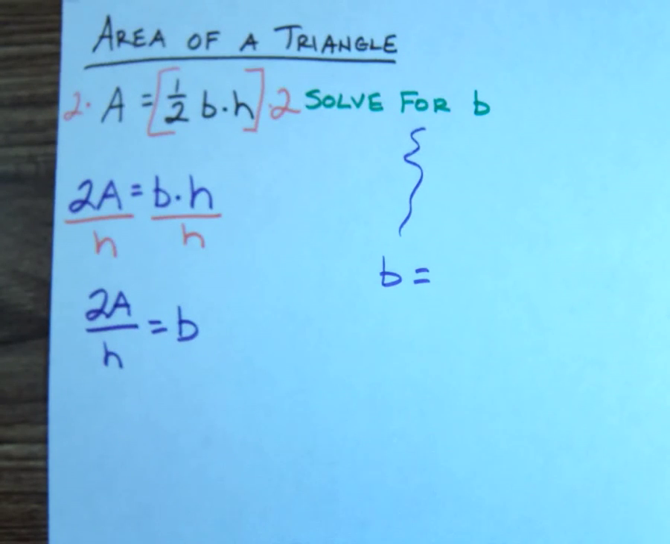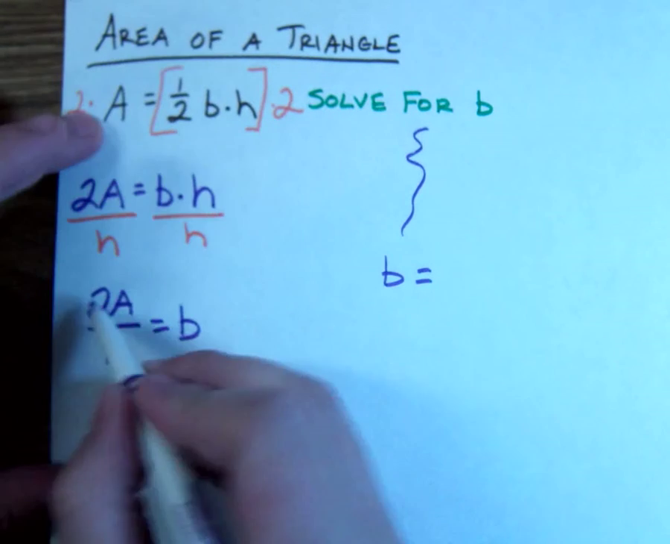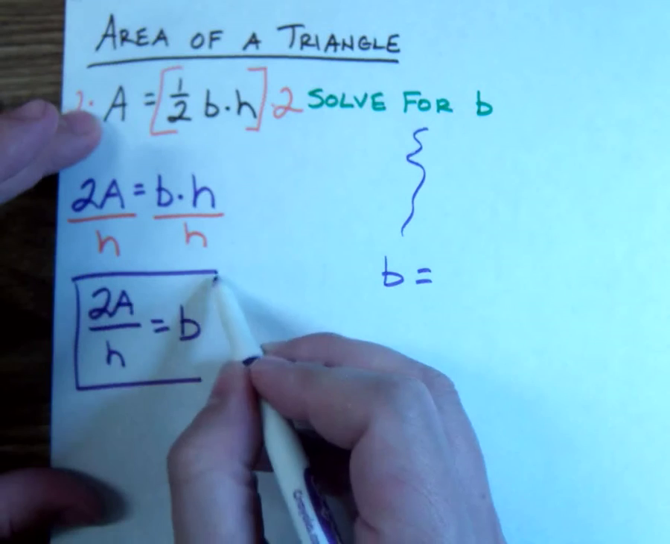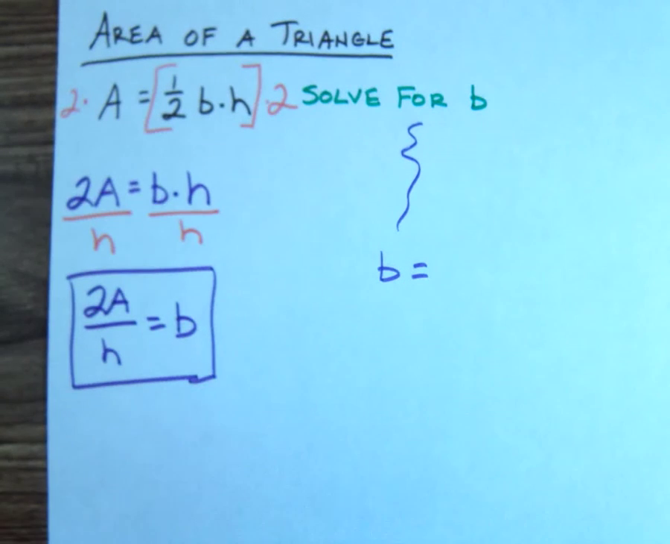Well, let's answer our question. Is the b by itself now? Yes, b is by itself now, which means I'm done. My goal was to have b equals. That's what I have, b equals. All right.